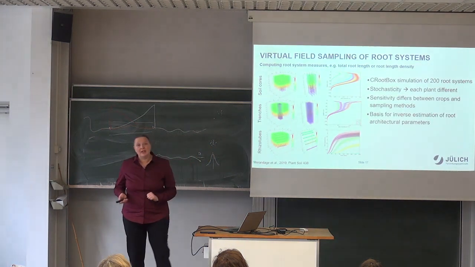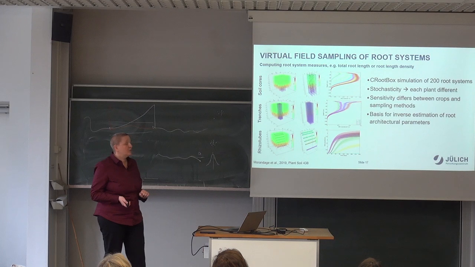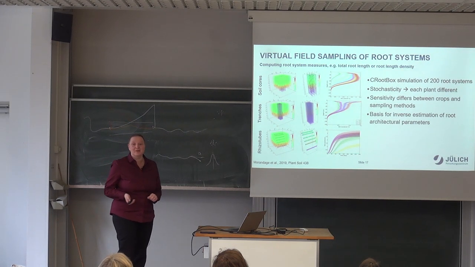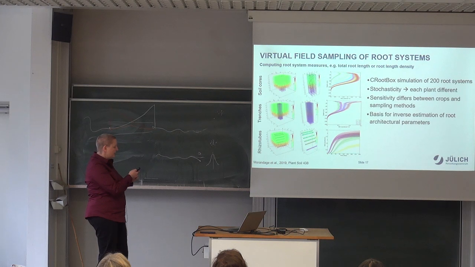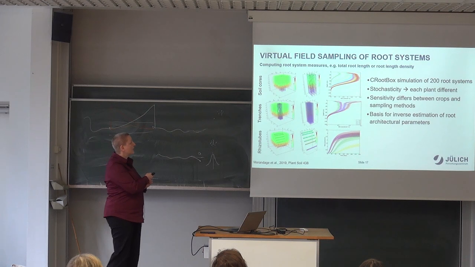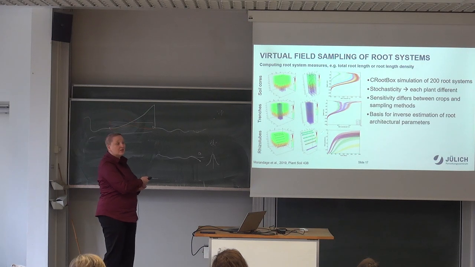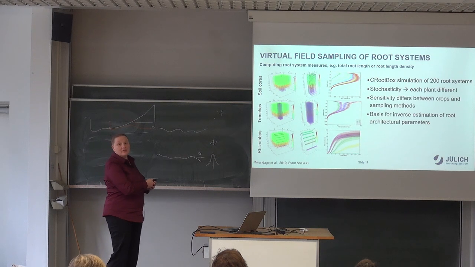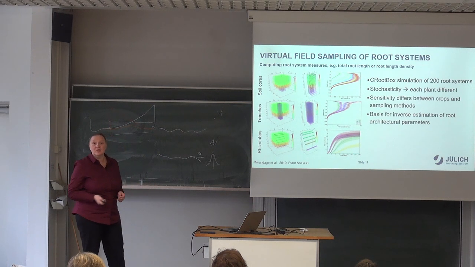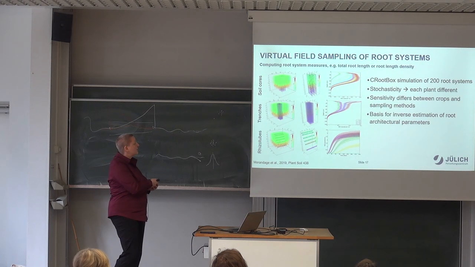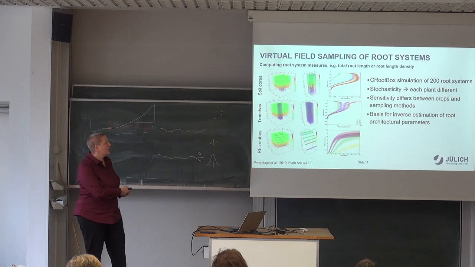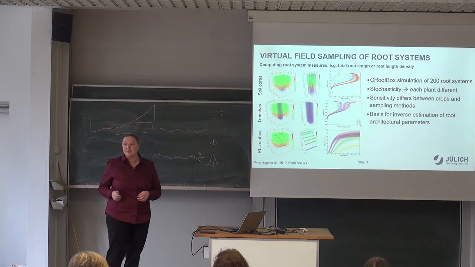Then we can use this kind of model to perform what we call a virtual field sampling of root systems. So we can have, say, 200 plants, root systems next to each other, and then we can crop the simulation result to what we would measure if we did a soil coring in this field, or a trenching, where we count the root intersections, or mini-rhizotron camera observations of the root systems, which will give us root arrival curves at different depths.